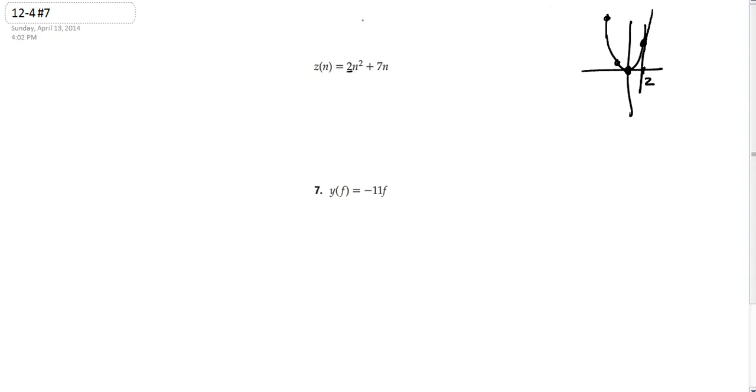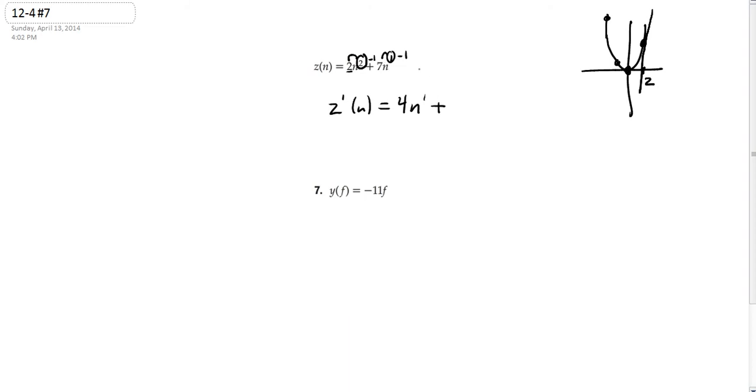So how do you take the derivative? Basically, all you do is multiply your exponent by the coefficient in front of your variable, subtract 1. So z prime of n, prime is how you indicate that it's a derivative, z prime of n equals 2 times 2 is 4, and then n squared minus 1 is just n. 2 minus 1 is 1, n to the first is just n.